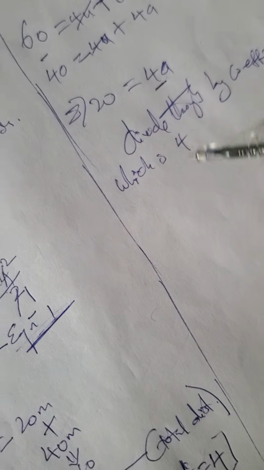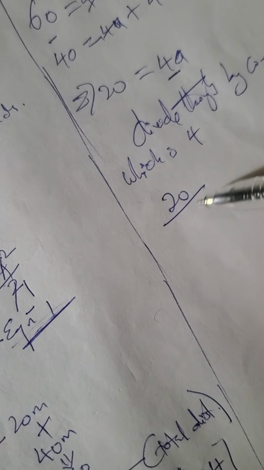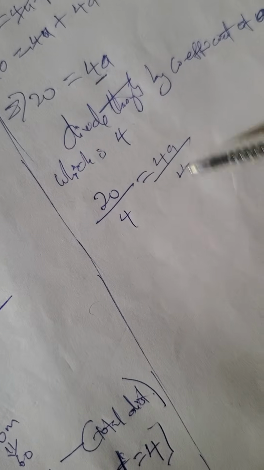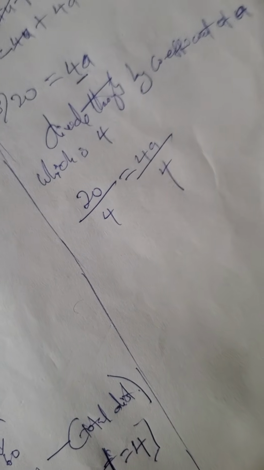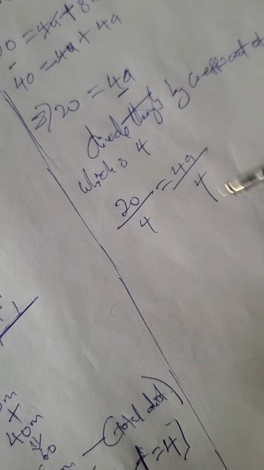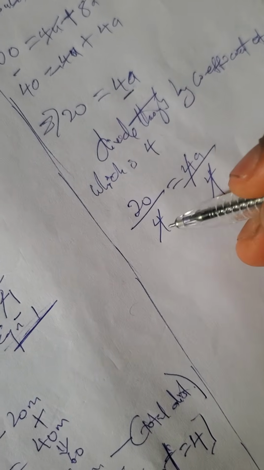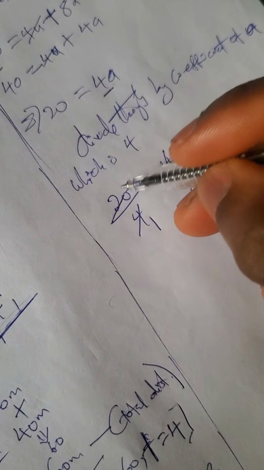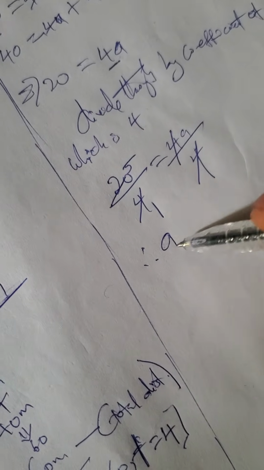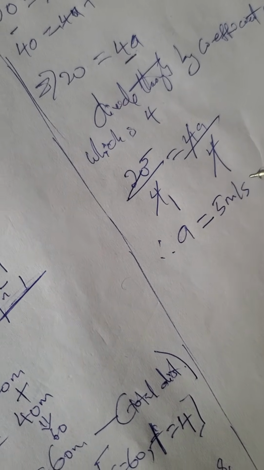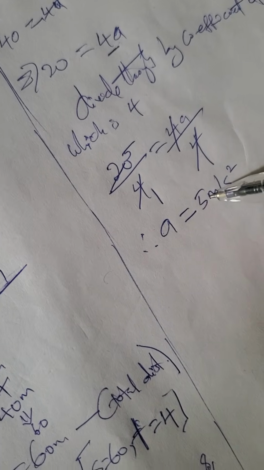The coefficient of a is 4. So we're going to have 20 divided by 4 equals 4a divided by 4. From here you can solve it, right? Do you now remember what to do here? All right. So 4 cancels 4, then 4 cancels 20 how many times? 5 times. So therefore, the acceleration which we're looking for is equal to 5 meters per second square.